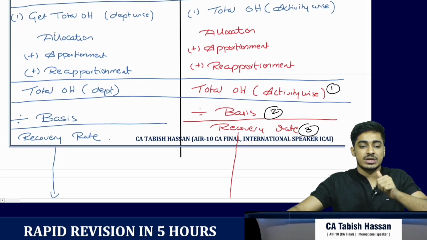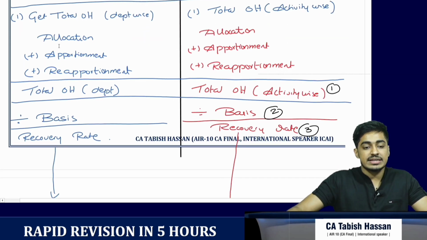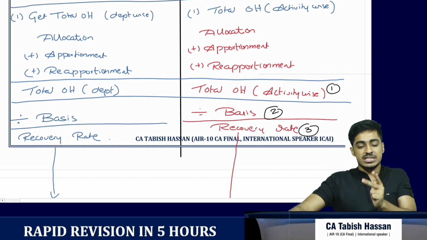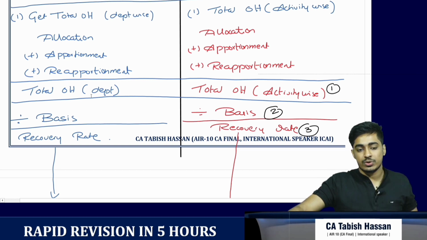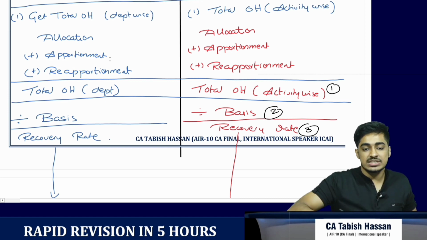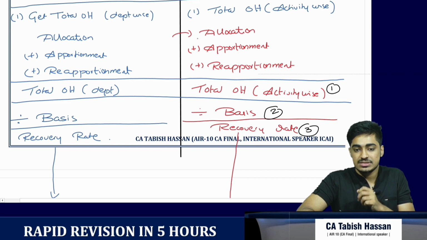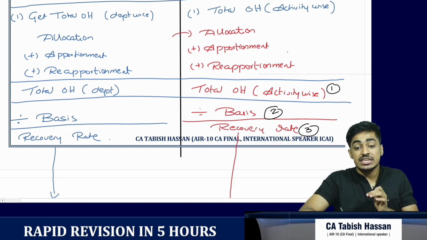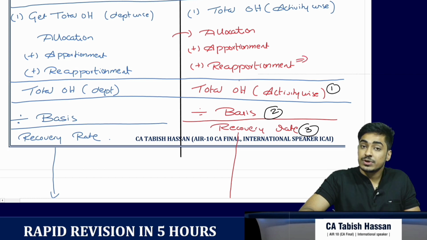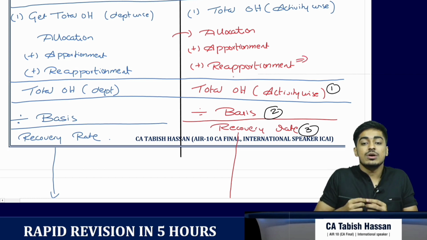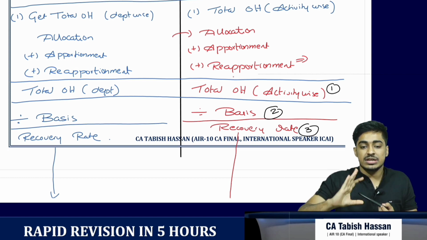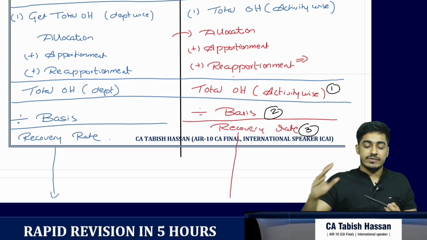Okay, so first step is to get the total overhead. How do we get it? In traditional, allocation plus apportionment plus reapportionment gets us the total overhead department wise. In activity based costing, what you have to do? We just need to slightly modify it a bit. Again, we want the total overhead activity wise. Again, we are doing allocation activity wise, apportionment activity wise, reapportionment. In reapportionment, what are we doing? We are reapportioning cost of support activity to the primary activity. Okay, based on that, we get the total overhead activity wise.